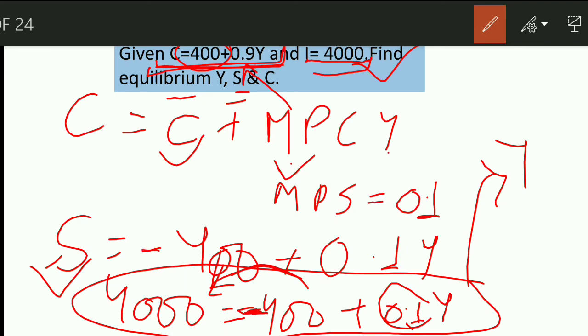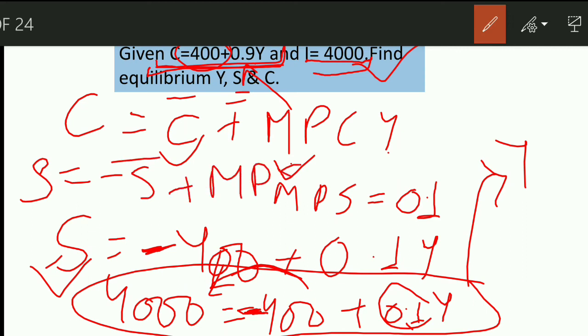Wait a second. See, it will be minus. I have left this sign over here because autonomous saving is always minus, right? Remember the equation of saving. Saving is equal to autonomous saving, that is always minus, plus MPS into y. All right. So it will go there.